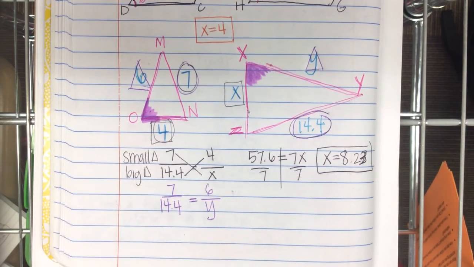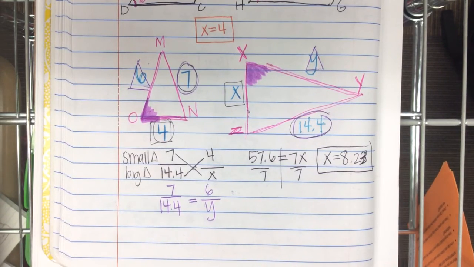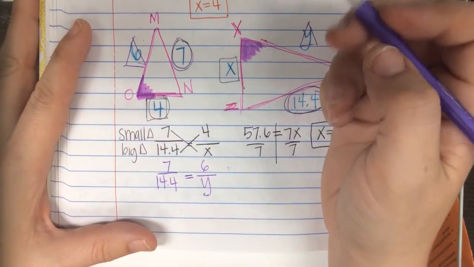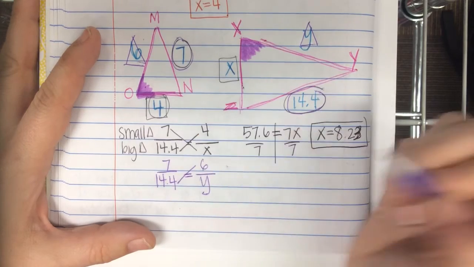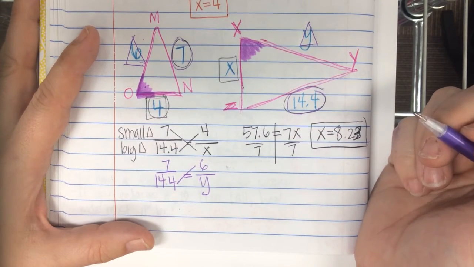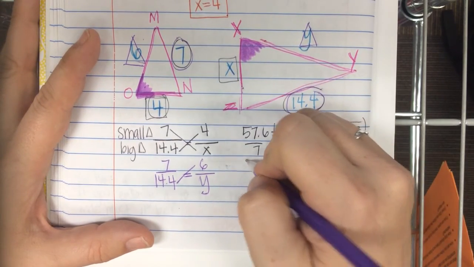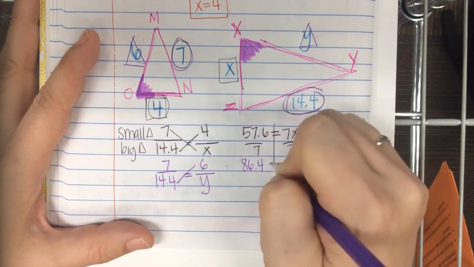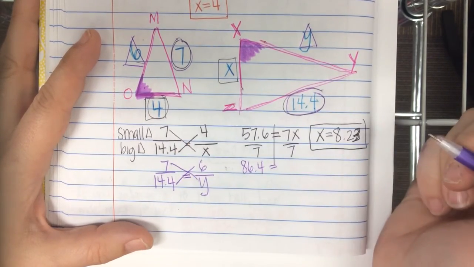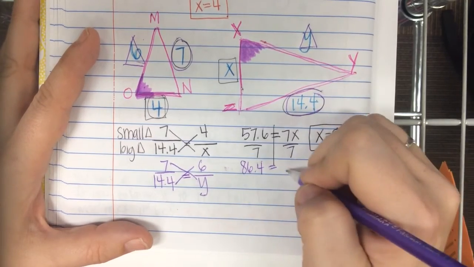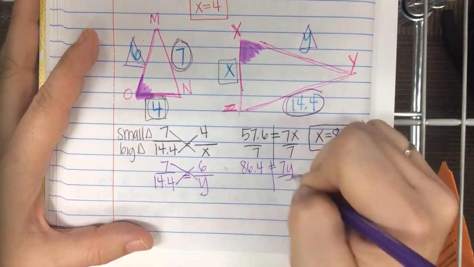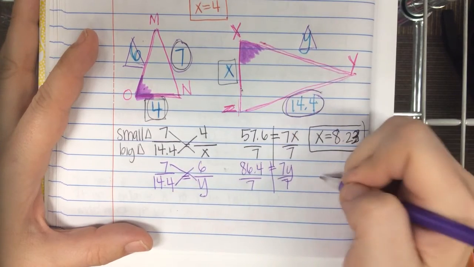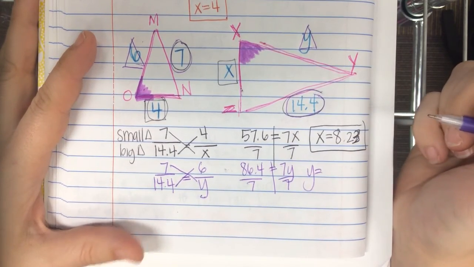The biggest mistake, the most common mistake, is that you flip-flop things. You have to slow down and focus. So again, cross products. 14.4 times 6 is 86.4 equals 7 times Y, 7y. Divide by 7.